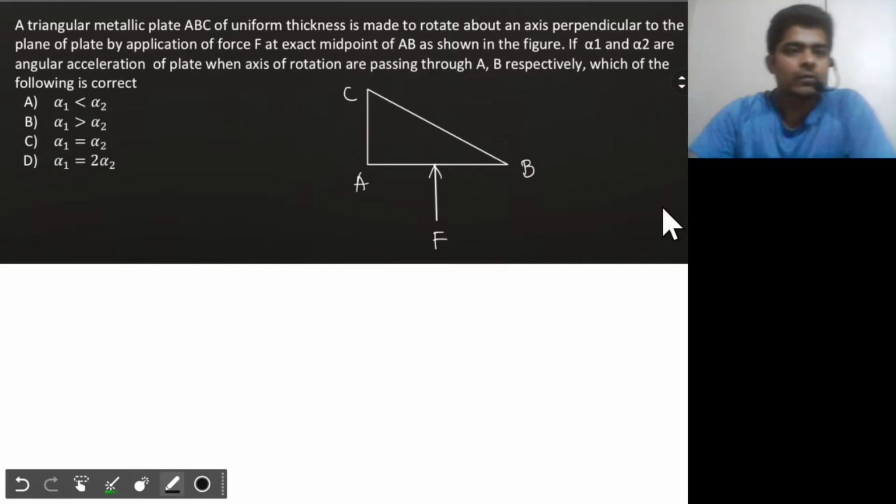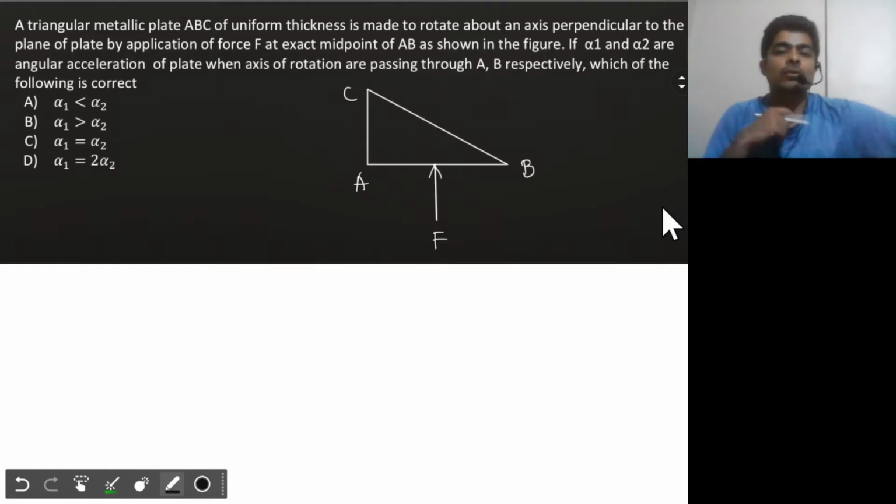Okay, question देखो. A triangular metal plate ABC of uniform thickness is made to rotate about an axis perpendicular to the plane of plate by application of force F at exact midpoint of AB as shown in the figure. If alpha 1 and alpha 2 are angular acceleration of plate when axes of rotation are passing through A and B respectively, which of the following is correct? Four options are given. Mark your answer.